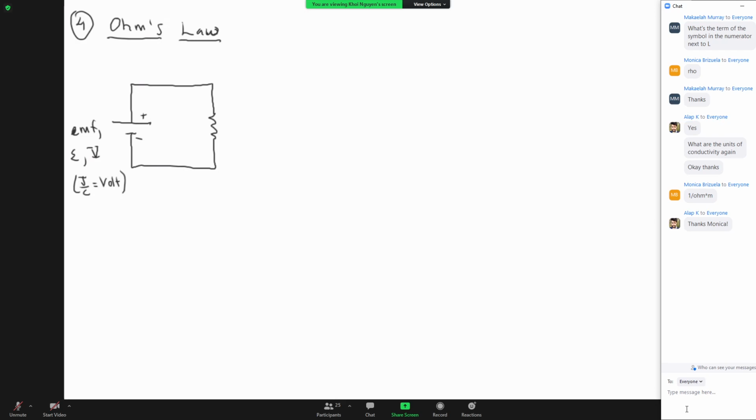Denoted as capital V for short. And what it means is the charges that are coming out here just have a certain amount of energy per unit charge. So you have like a 1.5 volt battery or a 9 volt battery. There's just 9 joules of energy for every 1 coulomb that you have available. Okay.